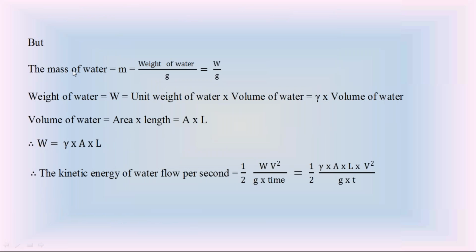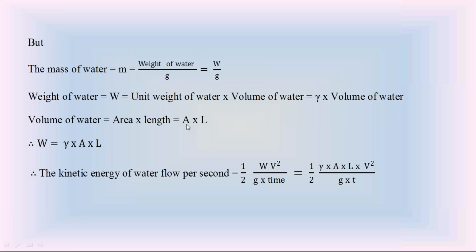Then the mass of water is equal to weight of water divided by acceleration due to gravity. So m is equal to W by g, but the weight of water is equal to unit weight of water into volume of water. The unit weight of water is gamma. So the weight of water W is equal to gamma into volume of water. We know volume is equal to area into length.